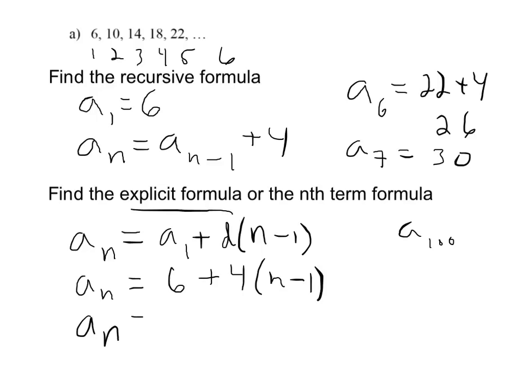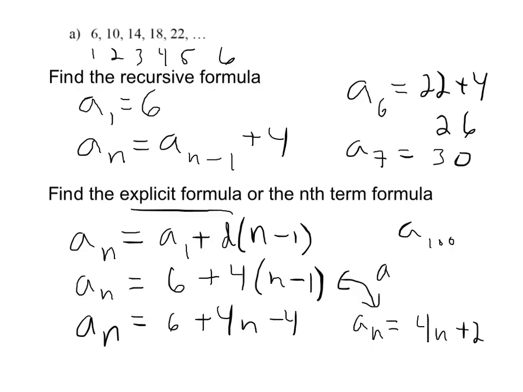I could also write it simplified by distributing that 4 through and then combining like terms. So a sub n equals, let's see, 4n plus 2, and that's in slope-intercept form. Either formula works. I can use either one. Now suppose I wanted to find the 100th term, all I would do is replace n with the 100.